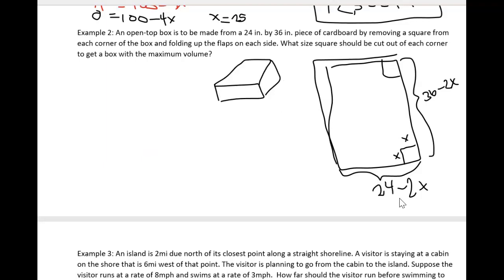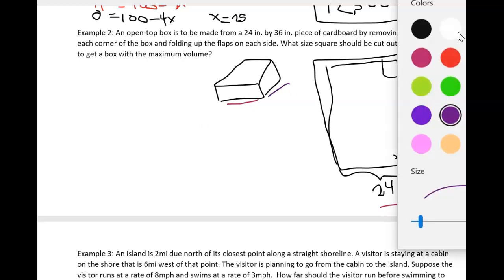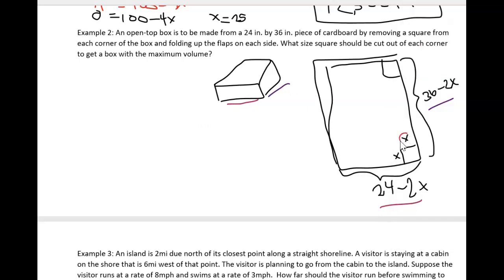So this, let's add some color. This here is this length, and this here is this length, and then x, the piece you cut out, actually represents the height of the box. That's kind of how boxes work. So what size should we cut out in order to get the maximum volume? Well, volume is length, 24 minus 2x, width, 36 minus 2x, times height.